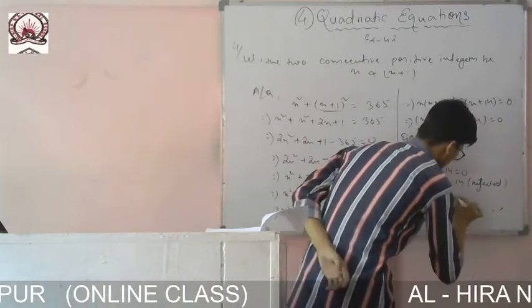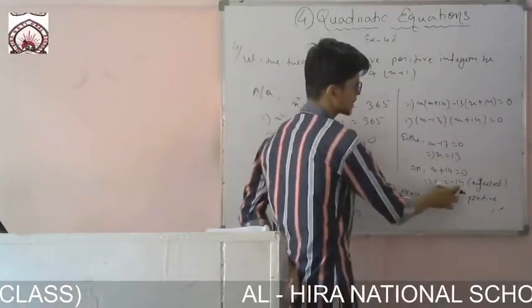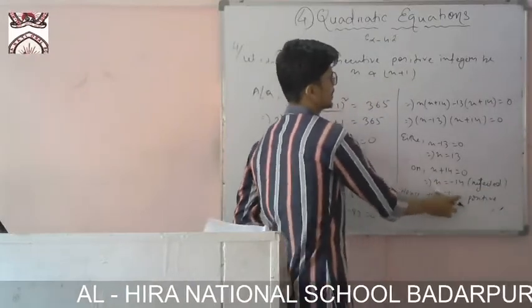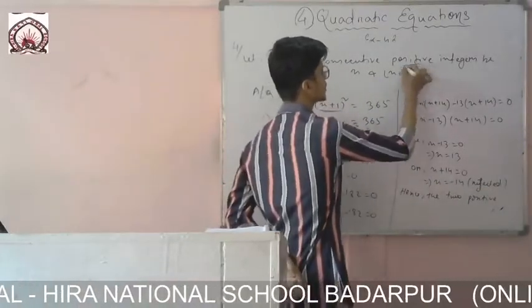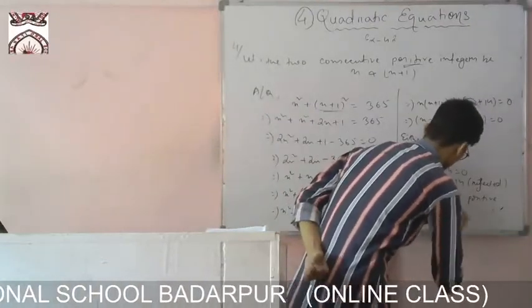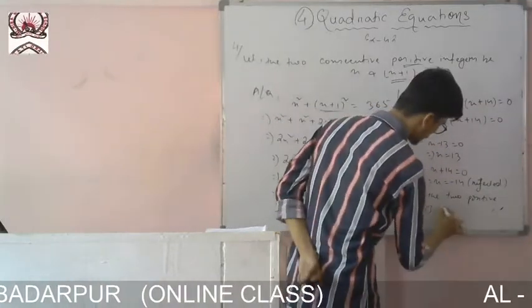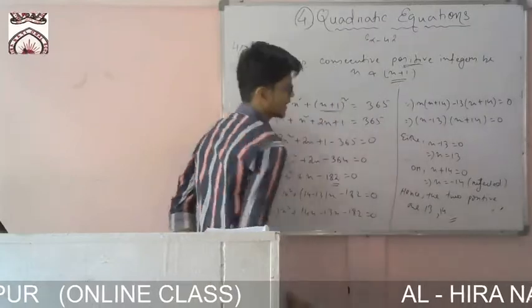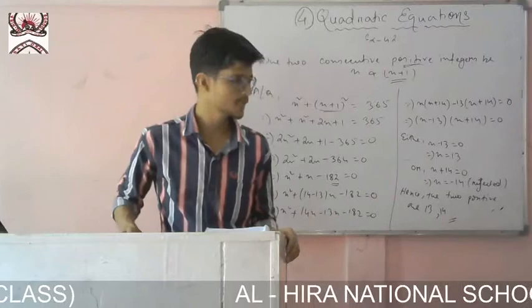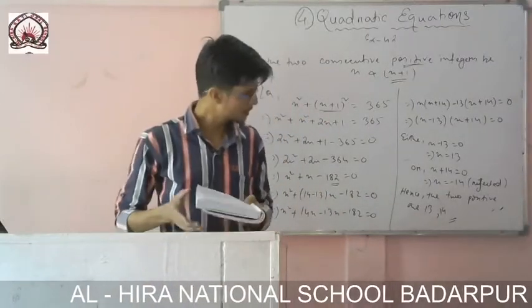Why have I rejected this one, or you can say neglected? Because minus 14 is a negative number, but the question says both of them are positive, so I will take 13. If one is 13, then the other one will be 13 plus 1, which is 14. Hence the two positive numbers are 13 and 14. So this minus 14 is neglected or rejected, whatever you write. So this is the answer.